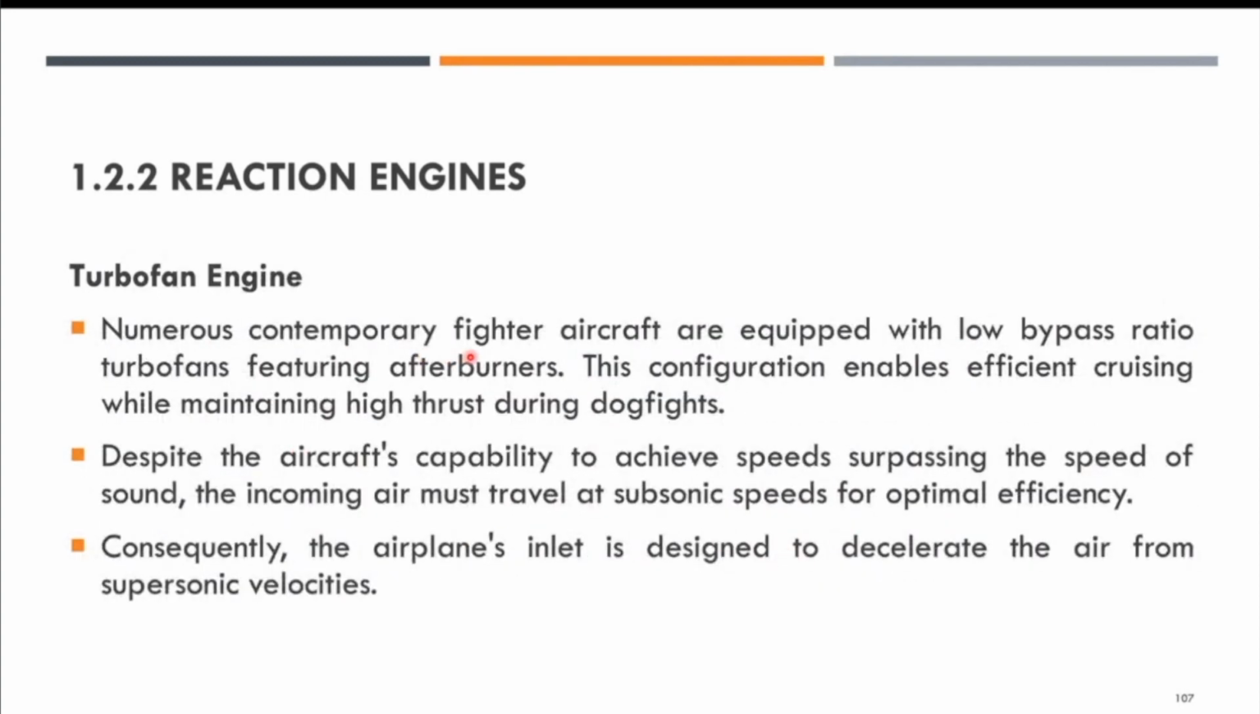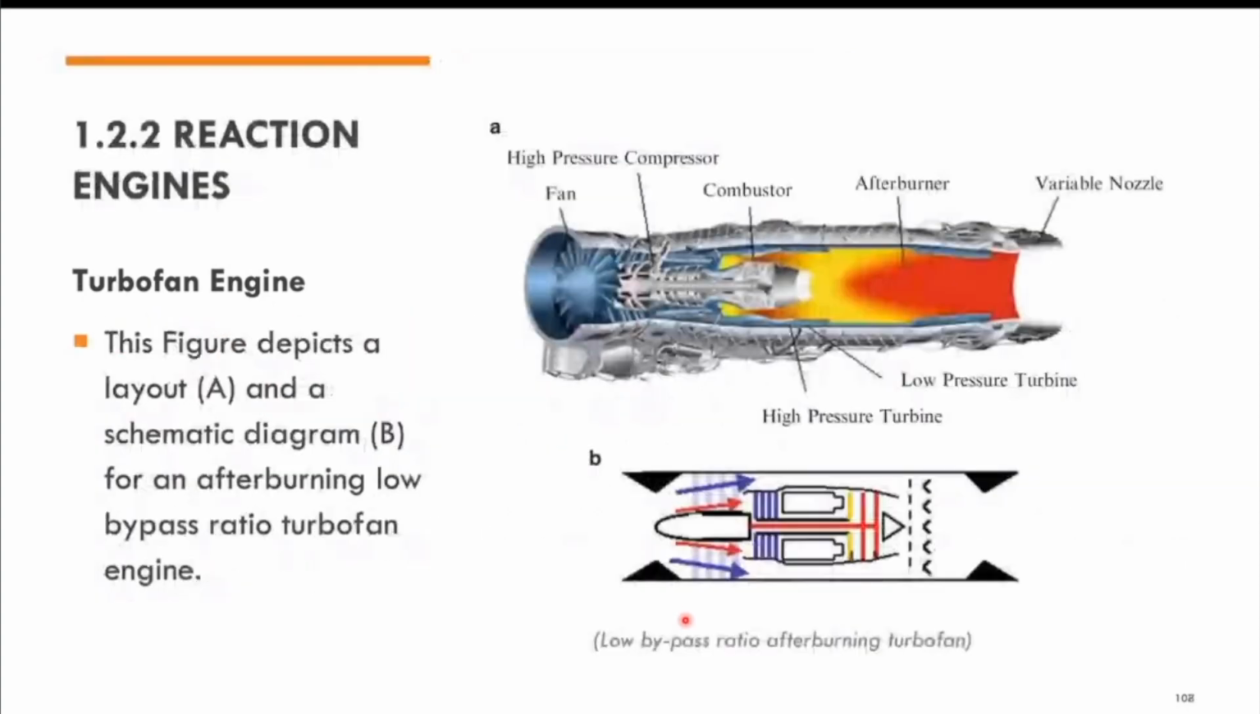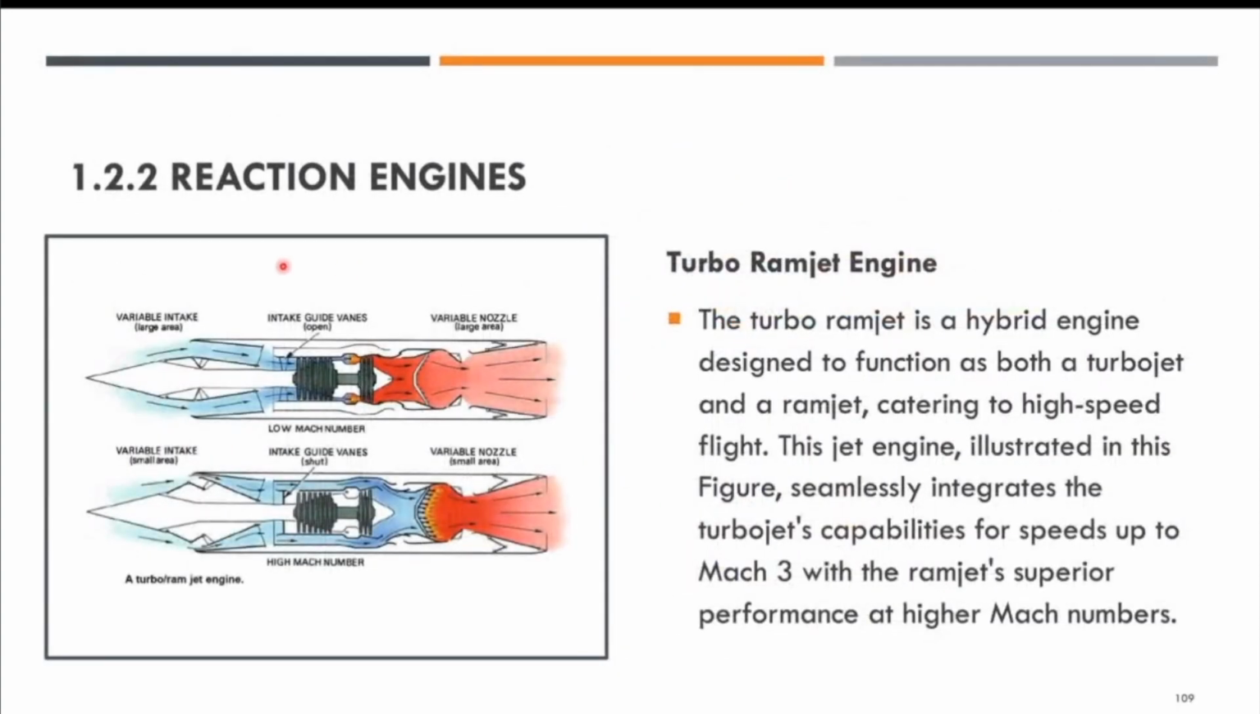Numerous contemporary fighter aircraft are equipped with low bypass ratio turbofans featuring afterburners, so it is not really a pure turbojet anymore. Fighter aircraft also include the turbofan type of configuration. For this kind of low bypass ratio afterburning turbofan, you have a very narrow bypass air coming through, and this is typical for fighter or military aircraft.